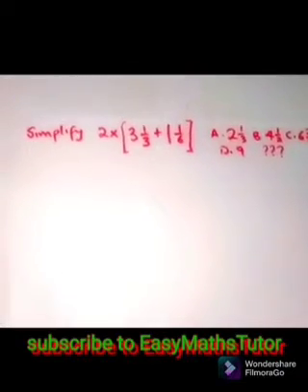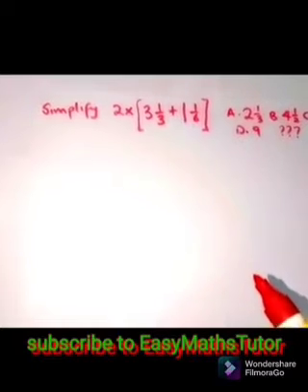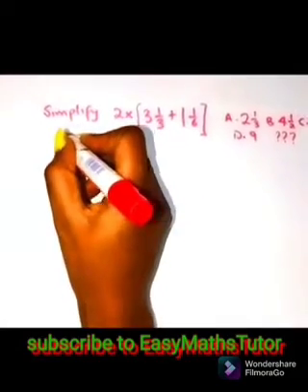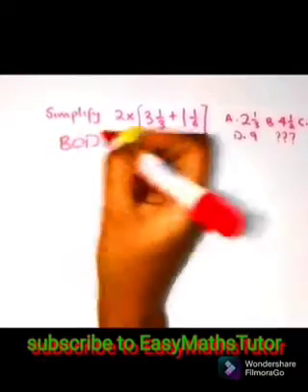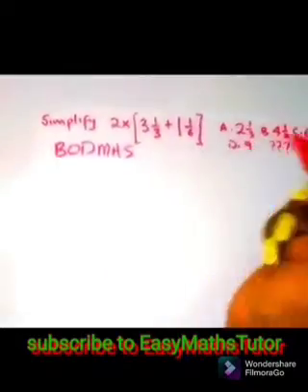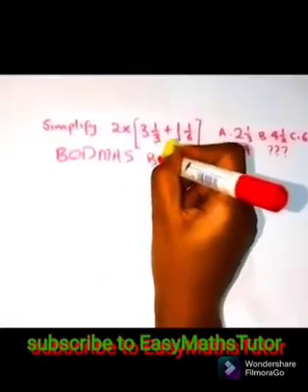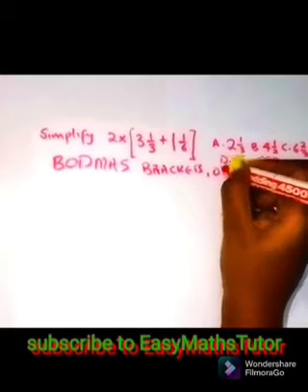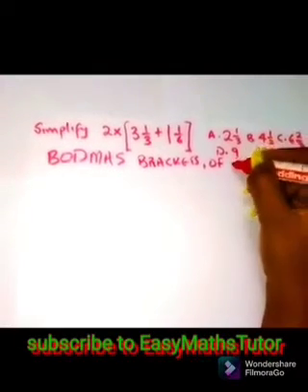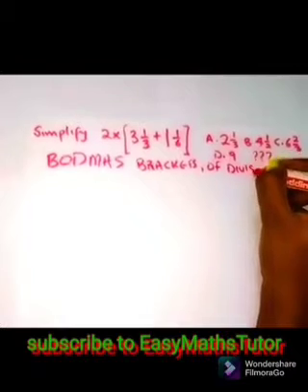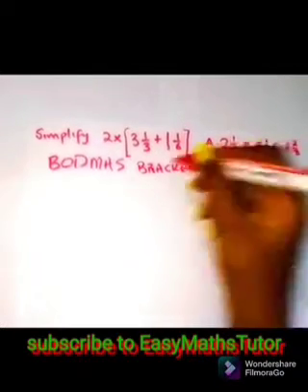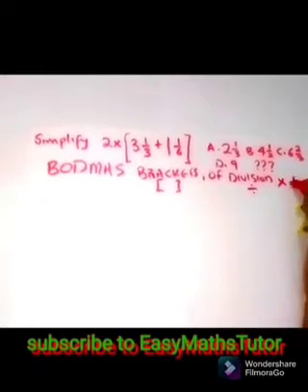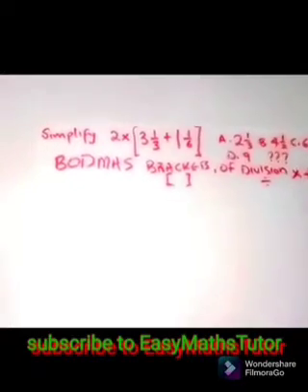So let's dig right into it. So remember that whenever you're solving mathematical operation, you have to take into consideration the rule called BODMAS. BODMAS stands for B for brackets, O for of, D for division, M for multiplication, A for addition, S for subtraction.